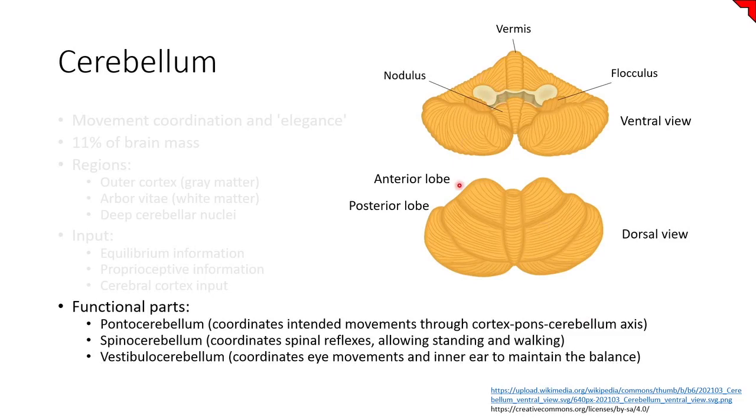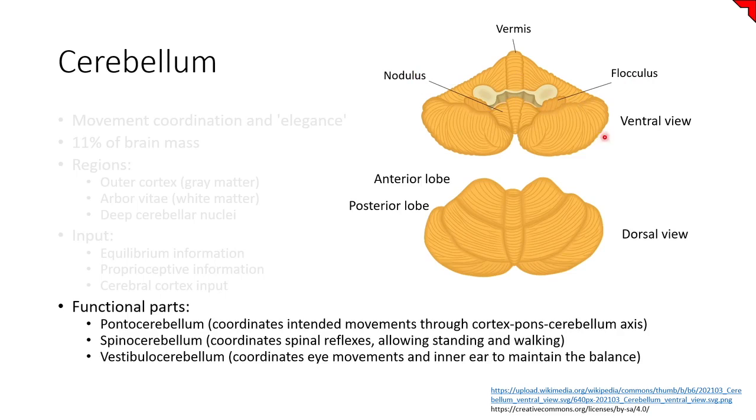And you have three functionally and also structurally different parts. So you have this anterior lobe, you have a posterior lobe, you have this vermis that actually looks like a worm, and this third lobe, the lobus flocculonodularis, which contains the flocculus and the nodulus.